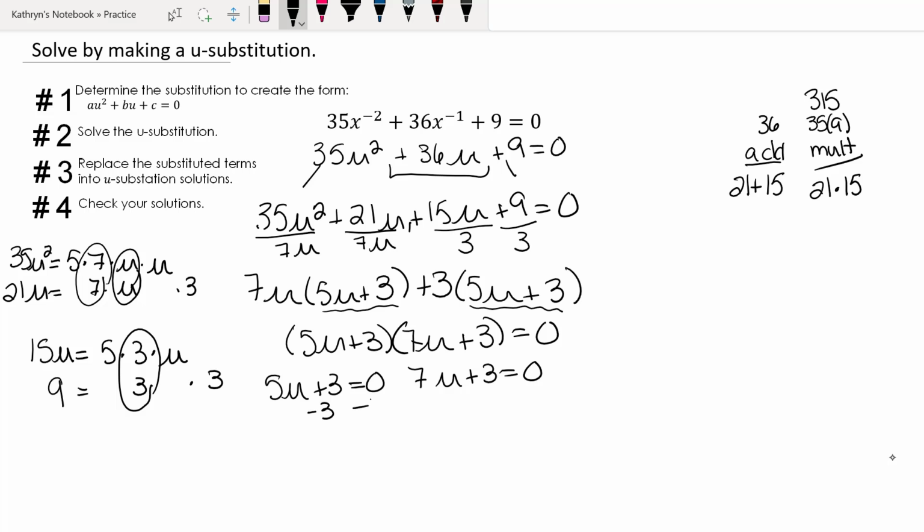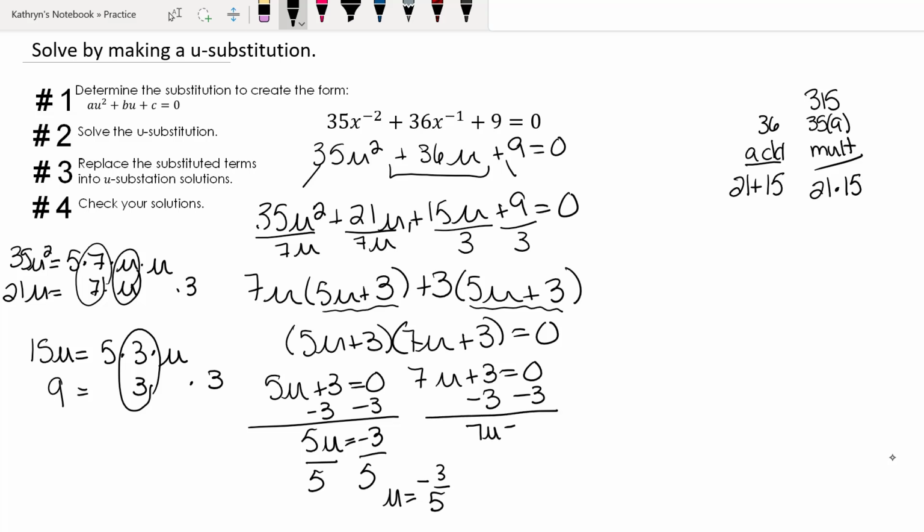I'm going to subtract 3. So 5u equals negative 3. Divide by 5. So u equals negative 3/5. Let's do this one. So I'm going to subtract 3 from both sides. 7u equals negative 3. Divide by 7. So it looks like u equals negative 3/7.